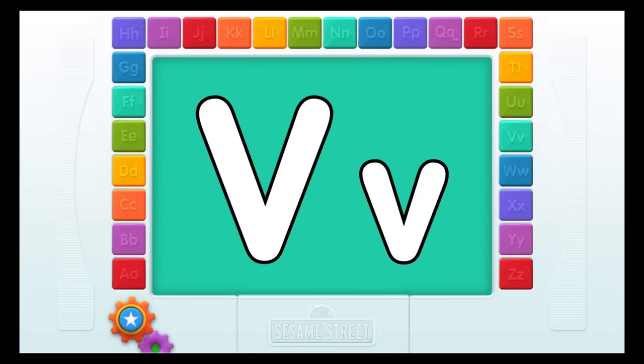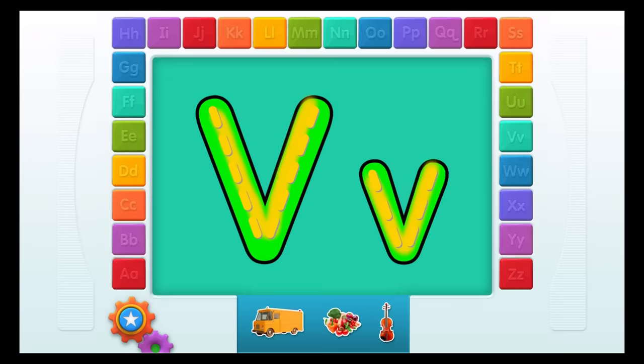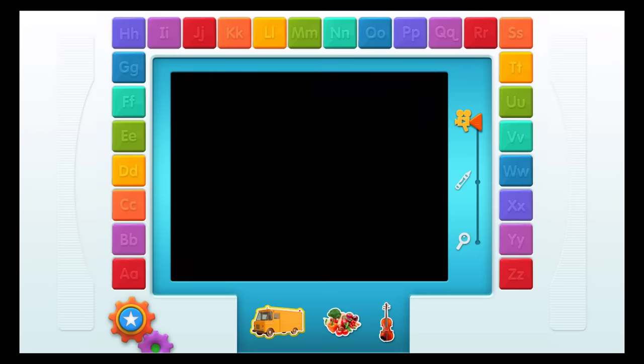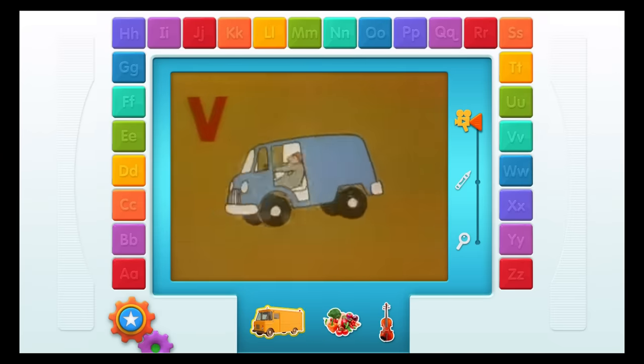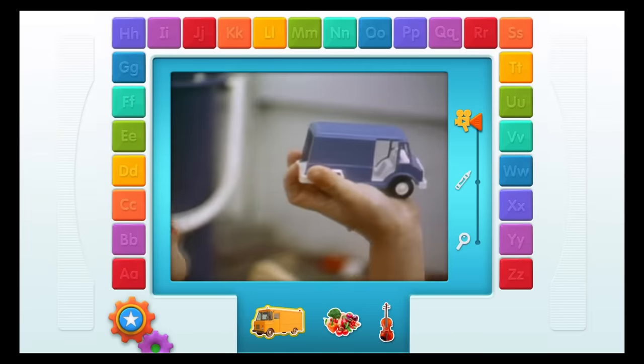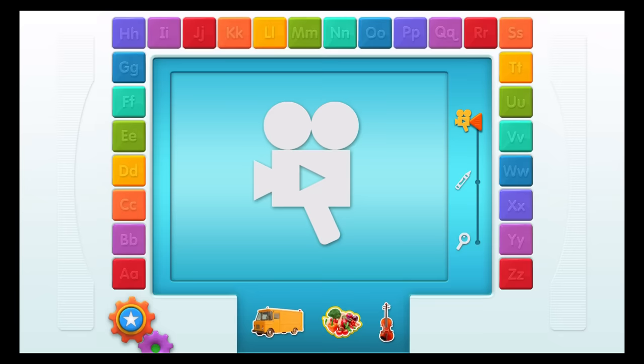V. Oh, boy. Draw the letters with your finger. Make the lowercase letter. V. You did it. Video. Choose one of these things. Touch it with your finger. V. Van. Touch another thing that starts with your letter.